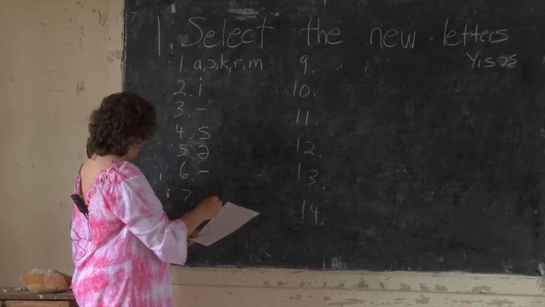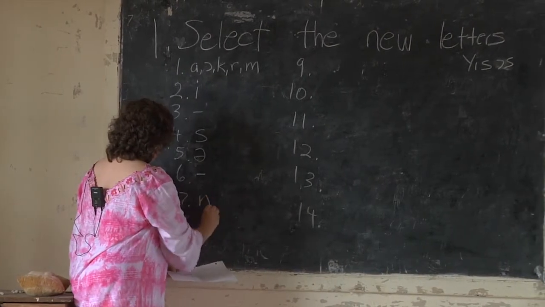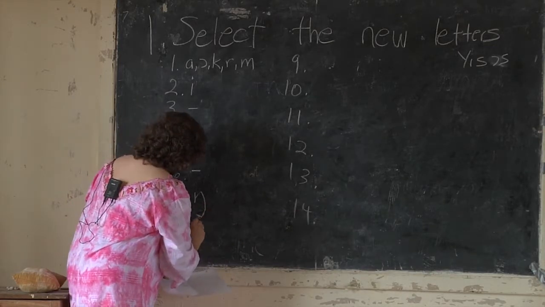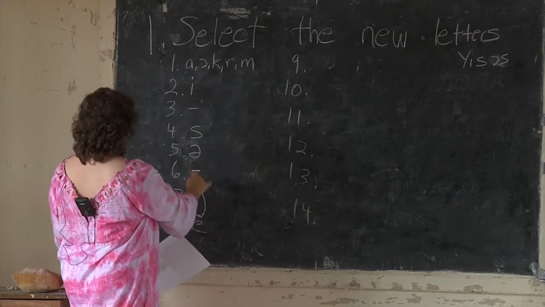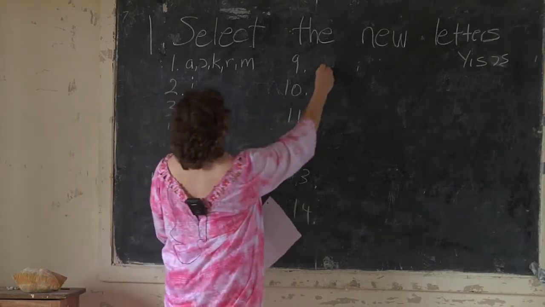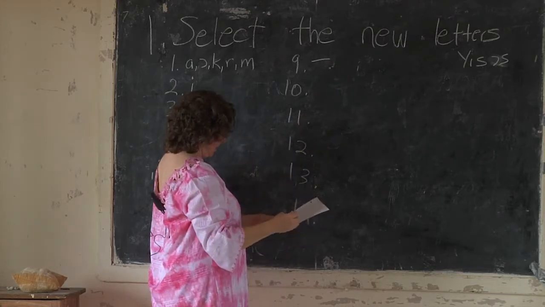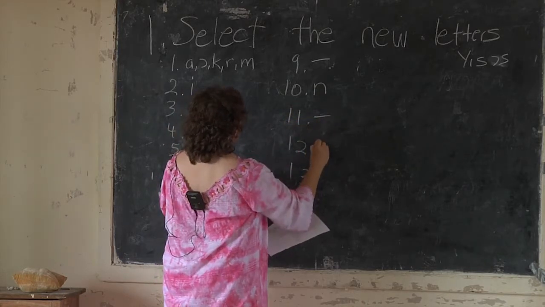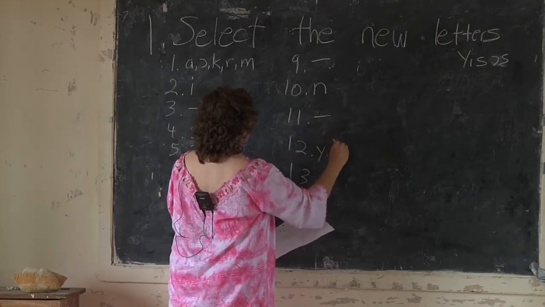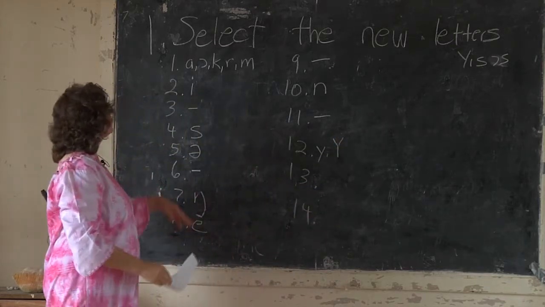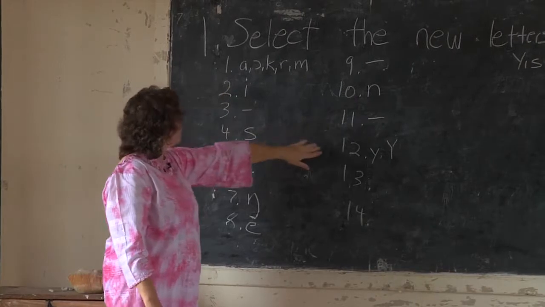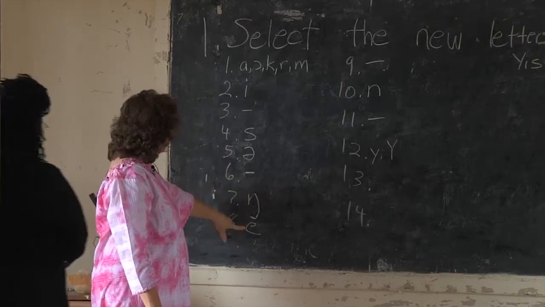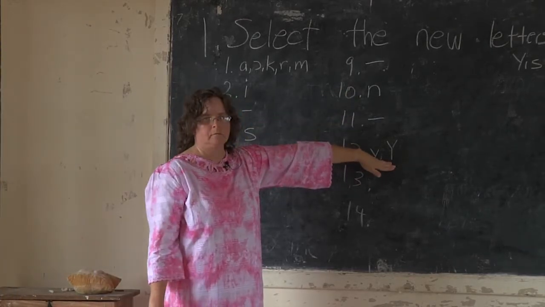Okay, so then we have, let's say, the ng and the E. So 5, 6, 7, 8, 9, 10. And then the N. And then we'll introduce the Y. Okay, so how many letters are we introducing now between 1 and 12? So 5, 6, 7, 8, 9, 10, 11, 12. Right?